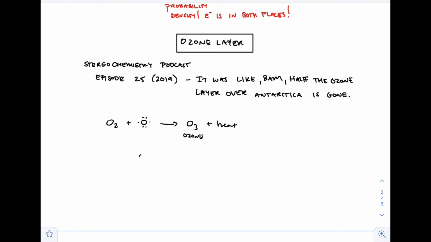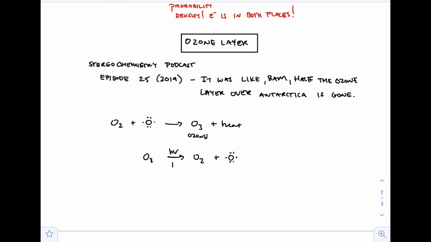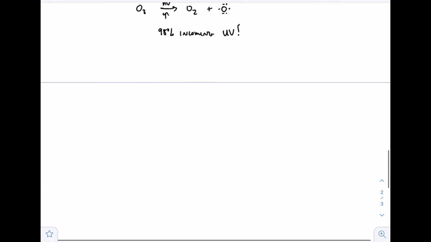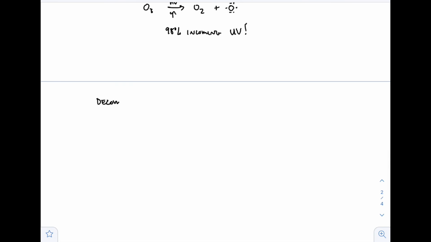O2 plus an oxygen atom creates ozone and heat. Now, ozone's actually toxic for us down here, but it is in our stratosphere. And when ozone is in our stratosphere, it absorbs hν. It absorbs UV light and creates O2 and oxygen atoms again. And it absorbs about 98% of the incoming UV, right? So imagine how important that is to prevent skin cancer or the destruction of our plants and crops so that we can actually eat. So it's super important, and the fact that it was on its way out was terrifying for a lot of scientists that really knew the significance of ozone.